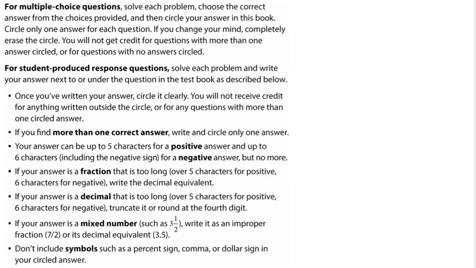Before we jump into solving, let's quickly go over these official instructions. They explain exactly how to fill in both multiple choice and student-produced response questions. Take a moment to review this carefully, especially the rules for grid-in answers, things like how to round decimals, what not to write, and how many digits you can actually use. All of that matters for getting credit. I'll leave this on screen for a few seconds so you can pause and read through if needed.